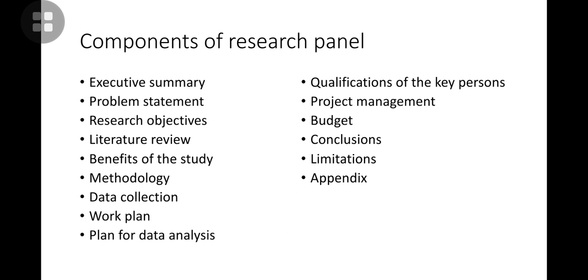Appendix. Any additional information that is needed to make the research proposal informative and reliable should be given in the form of an appendix. It may include curriculum vitae of the key persons of the study, detailed budget, draft questionnaire, etc. These are the components of a research proposal.